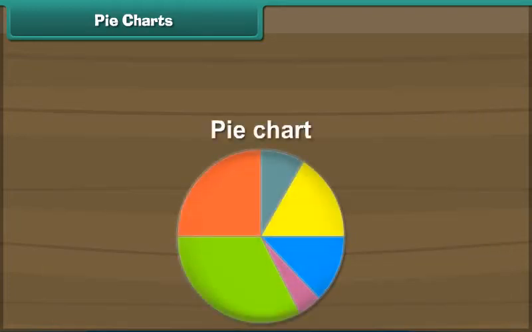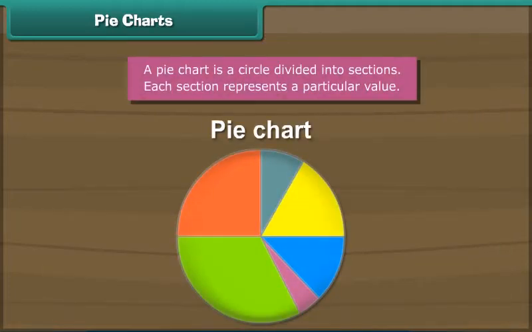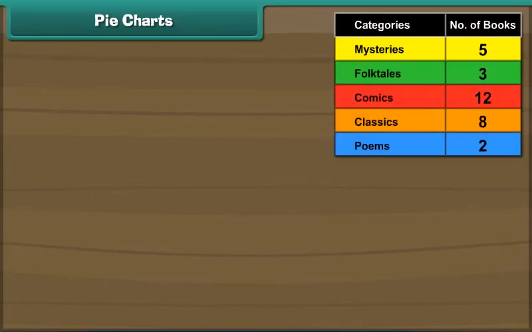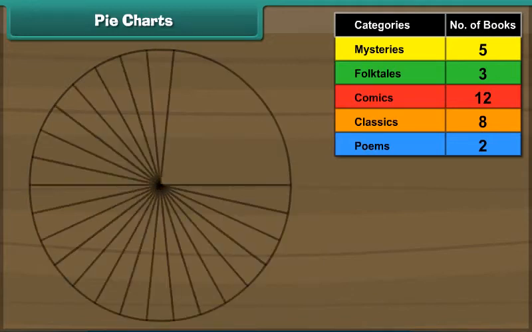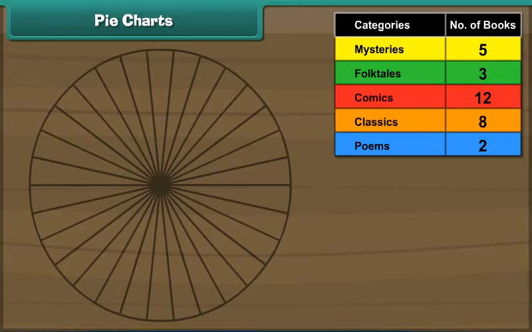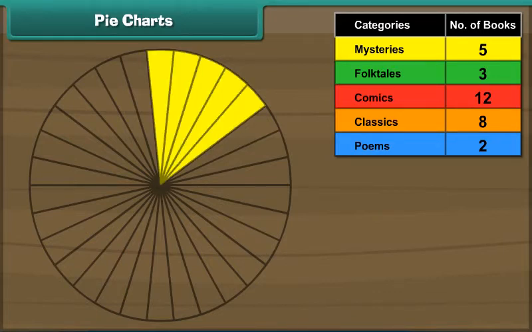Pie charts. A pie chart is a circle divided into sections. Each section represents a particular value. Let us now organize Ravi's data with the help of a pie chart. Here is a circle divided into 30 sections. Each section represents a book. Let us color 5 adjacent sections yellow and write mysteries.